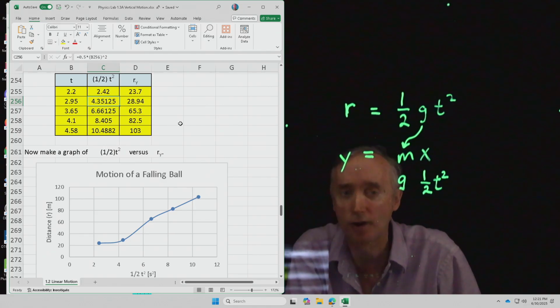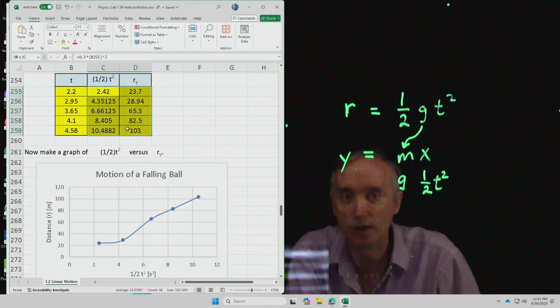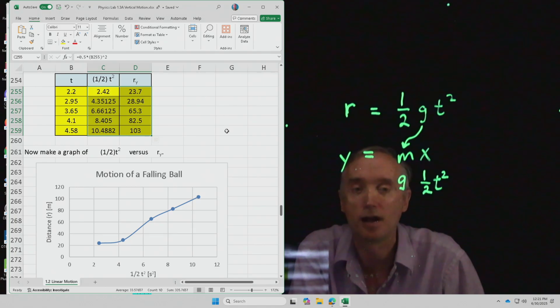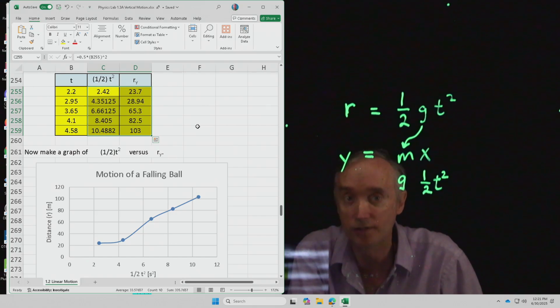Now we need to make a graph. Okay, do not make a time versus distance graph. We needed to make this graph right here. So the way that you do it is that you highlight the numbers. Do not get any units in there, otherwise it cannot graph. It has to be pure numbers.